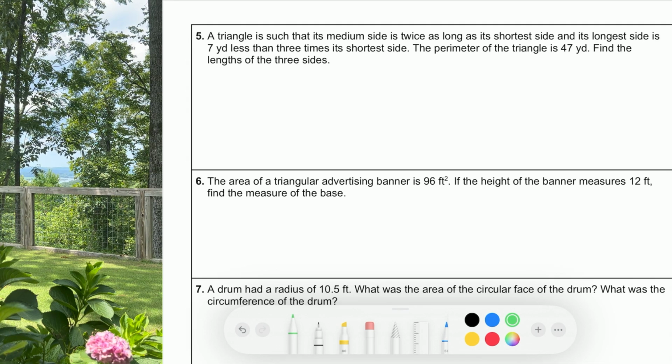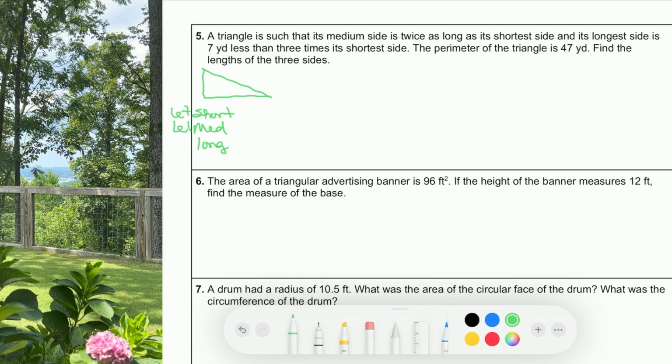A triangle is such that its medium side is twice as long as its shortest side, and its longest side is 7 yards less than 3 times its shortest side. First thing I notice is we have a triangle for one. I also notice that we have 3 sides labeled short, medium, and long. So I'm going to put the word let in front of each of those.